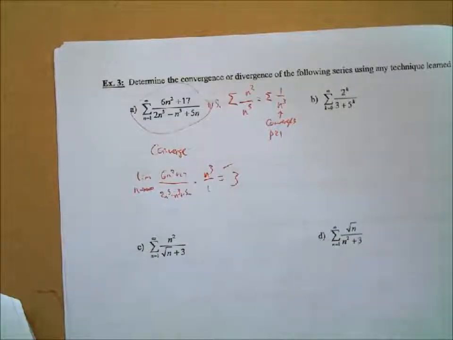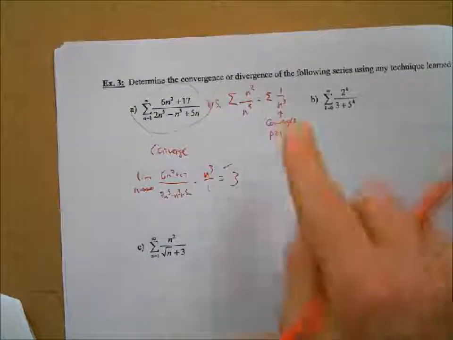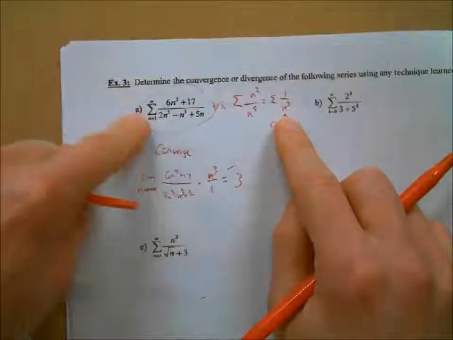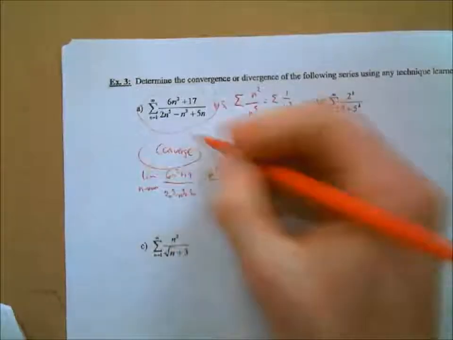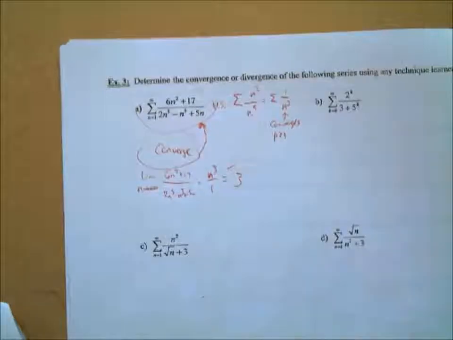Our limit is finite and positive. And so we know then that the behavior of this series will mimic the behavior of this series, converge, right? So there it is. All right, how about letter B?